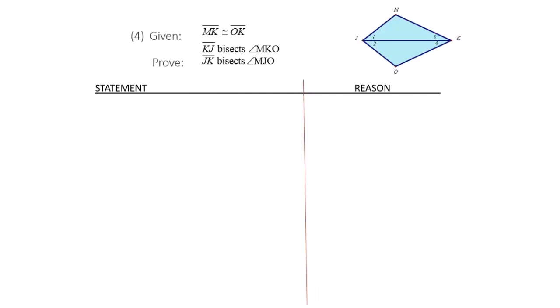Here's a similar one. We're given that the segment MK is congruent to segment OK. All right, so I'll just start writing this in. MK is congruent to OK. And we're given that segment KJ bisects angle MKO.